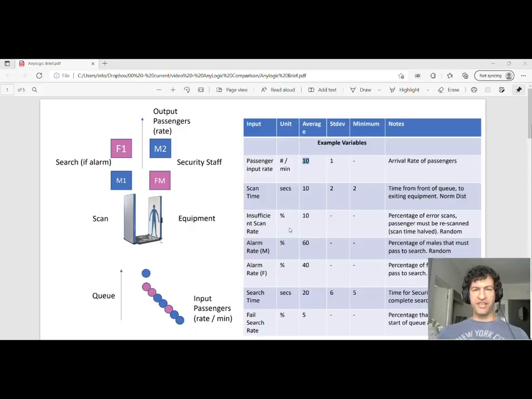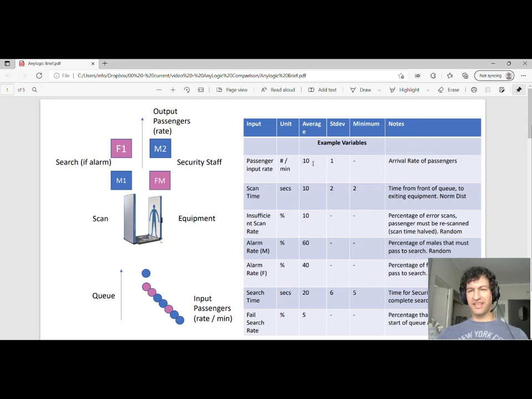Okay, so here is the description that everybody got. And it's kind of an easy idea where you have a queue of people that go through a scan or a scanner in the airport. And after the scanner, they are searched by different security guards. And you have different parameters that you can use, for example, input rate, scan time, alarm rate, etc.